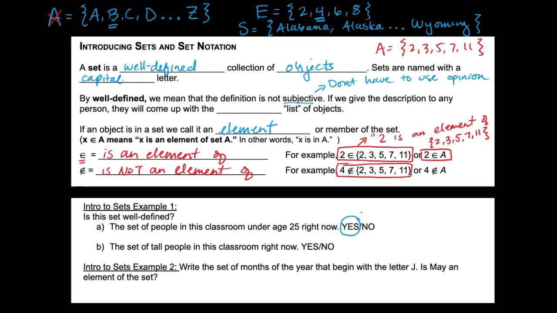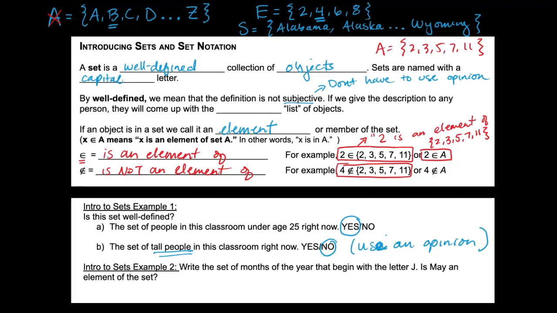Whereas with B, the set of tall people in the classroom, that's a little bit harder to make that list because you have to use your opinion. So since you're using an opinion, we say that's not well defined because different people might come up with different lists of tall people depending on what they consider tall. And then let's look at example 2.